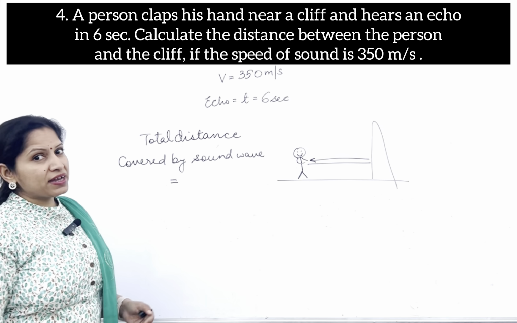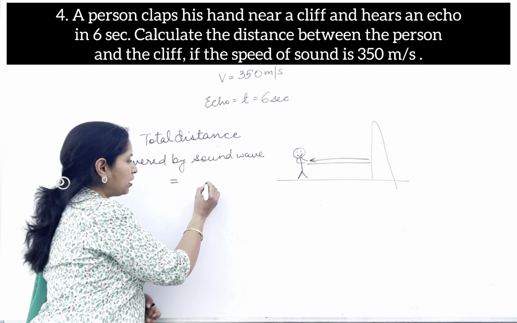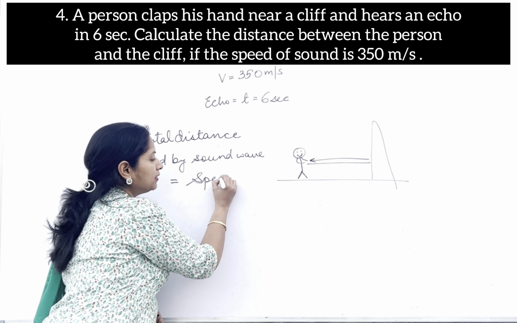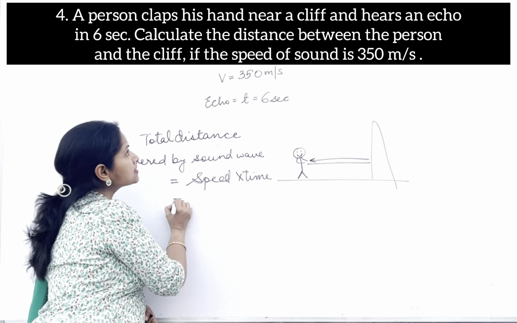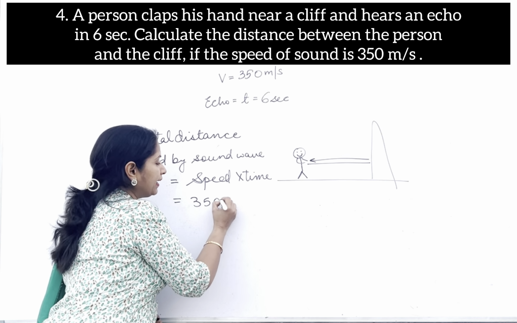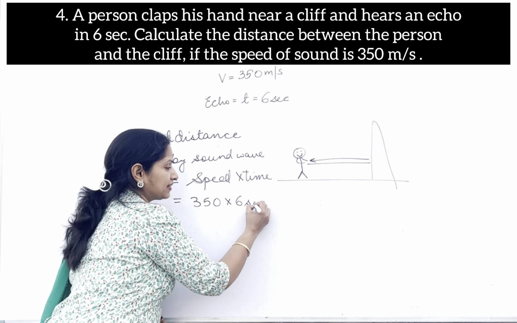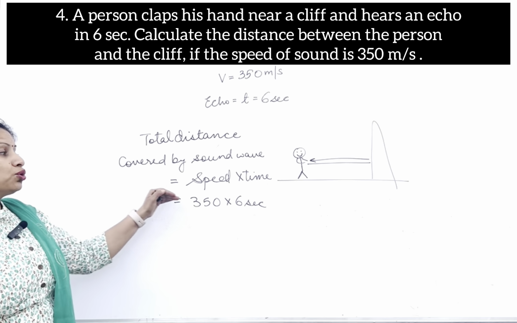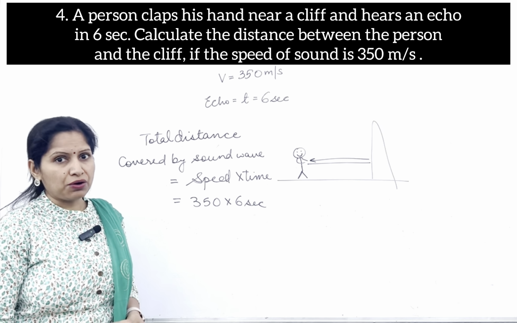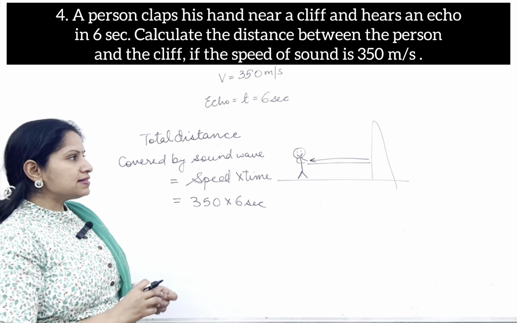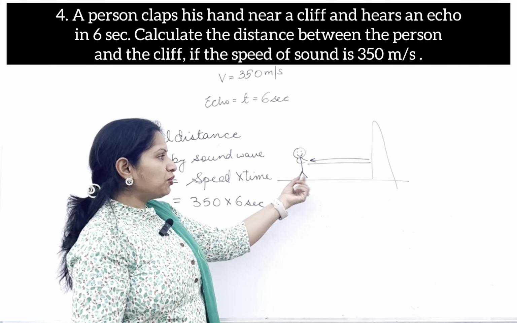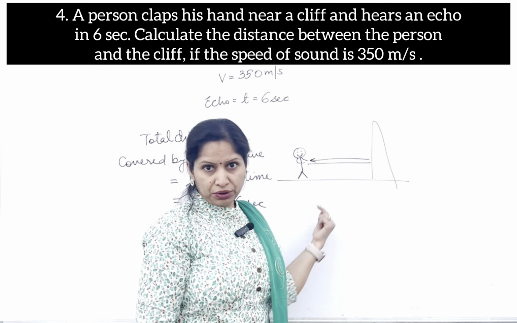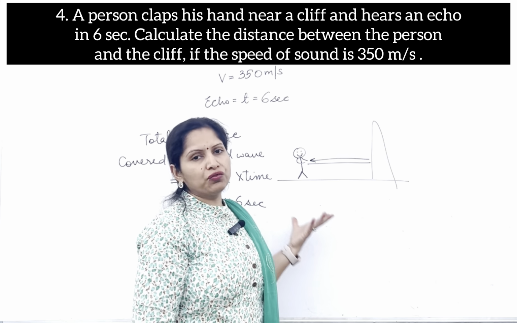Distance का formula होता है speed into time, तो वही formula होगा, that speed multiplied by time. Speed of sound is given 350 और time ले रही है वो 6 seconds. So this is the total distance covered by the sound. But इस total distance में sound गई और वापस लौटी. So the distance between you and the mountain, that would be half of this distance.